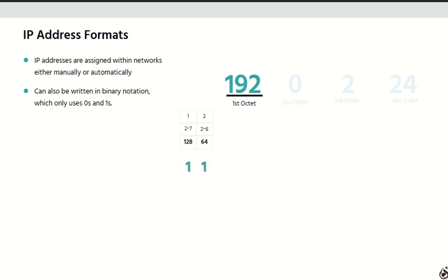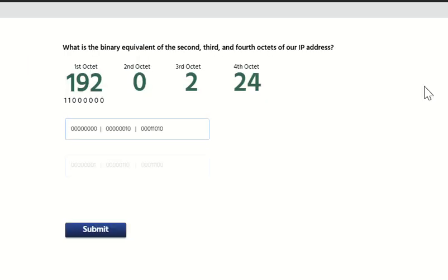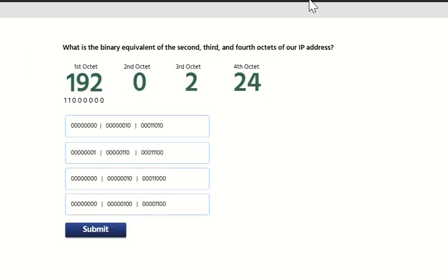We'll also assign a value of 1. Let's now add the values we have so far, which is 128 plus 64, which gives us a total of 192, also the value of our first octet. For the remaining 6 bits, we'll assign a value of 0 because they contribute no value to this octet. Now it's your turn. What is the binary equivalent of the second, third, and fourth octets of our IP address?